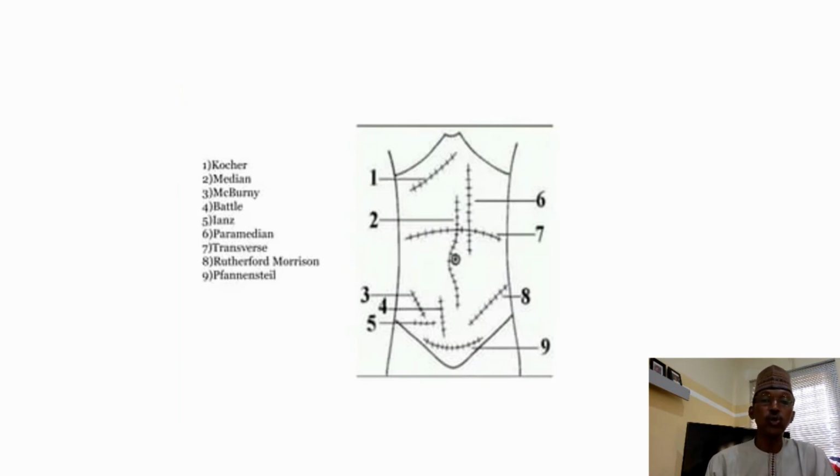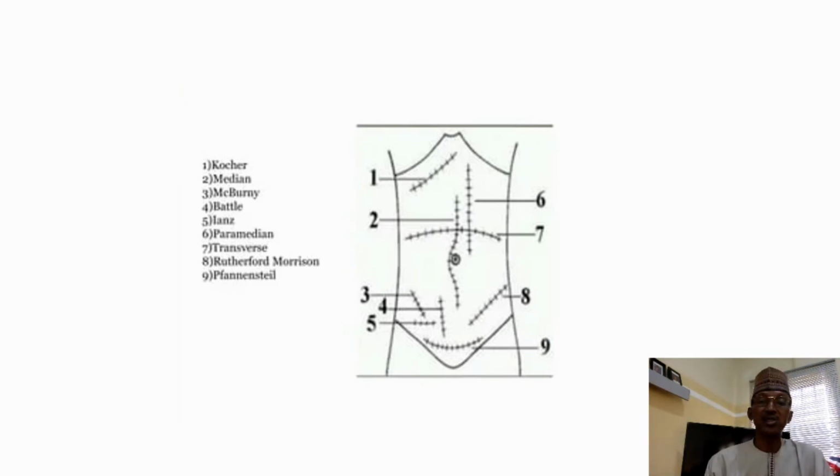You can also do this midline incision in the upper part of the abdomen. That is what we call upper midline incision. Or you can also do a lower midline incision if you want to open up intra-abdominal contents that are at the lower level of the abdomen. So the choice of this midline incision, whether upper or lower, depends on where you want to explore within the abdomen.